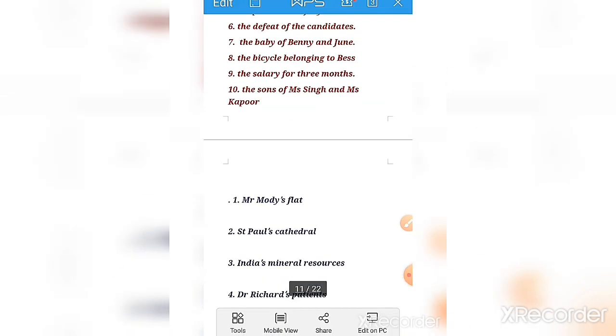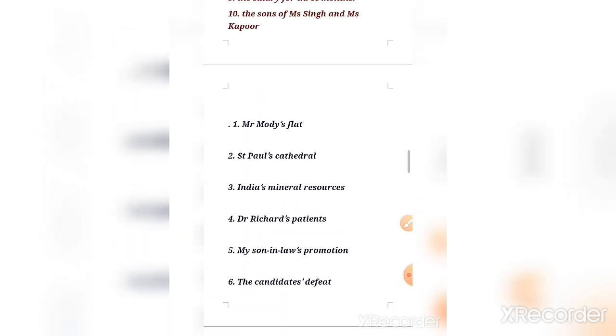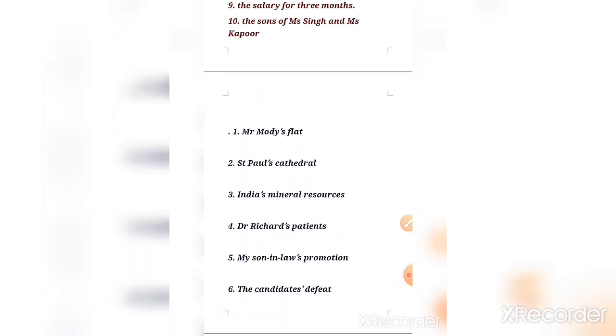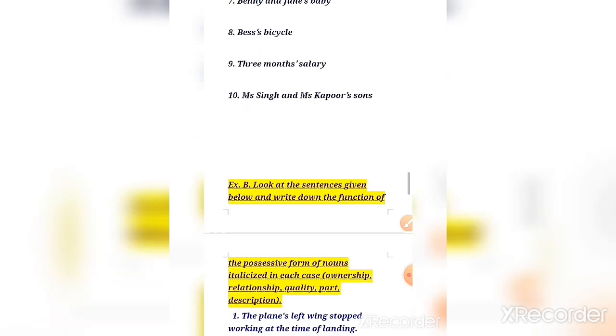Number 9, the salary of the 3 months. The salary for the 3 months. Answer will be 3 months' salary. Number 10, the sons of Mr. Singh and Mr. Kapoor. Answer, Mr. Singh and Mr. Kapoor's sons. Now let us move on.